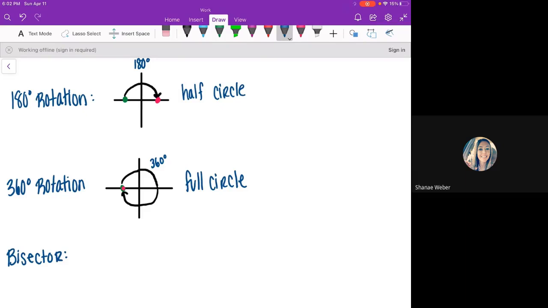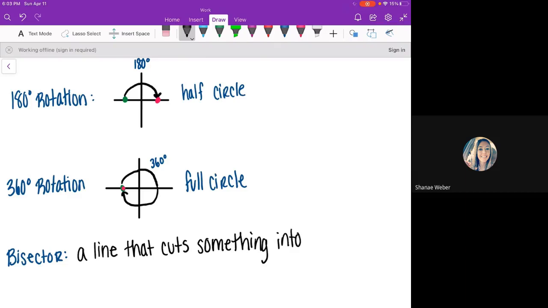A couple questions ask about a bisector. And the definition of a bisector is just a line that cuts something in half. So a line that cuts something into 2 equal parts. So it's cutting something directly in half.